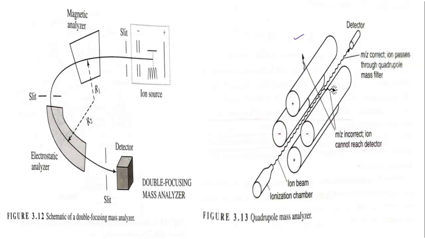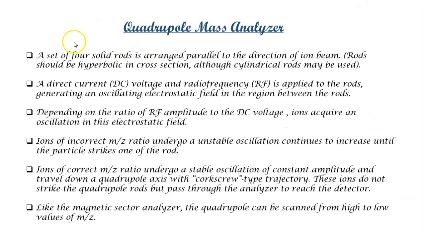Now what is happening after that? We have discussed these two points. In the first point, we use four solid rods arranged parallel to the direction of the beam. DC and RF are applied to the rods, generating an oscillating electrostatic field in between the rods.